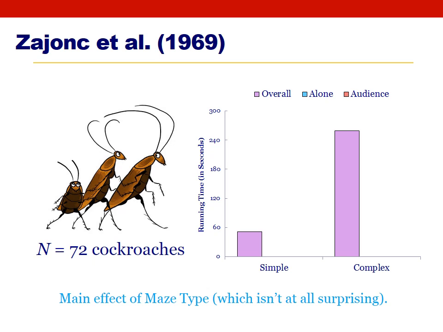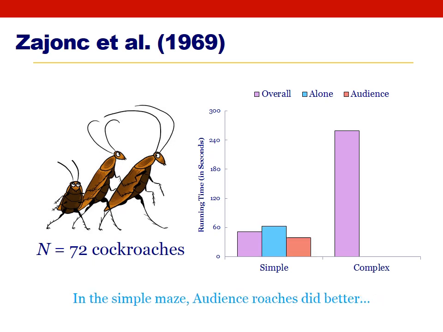Now let's look at the interaction. In the simple maze, since it's an easy task, if the theory is correct, we would expect that the presence of an audience would enable roaches to do better, meaning they would escape the maze faster. If we look just at the roaches that ran the simple maze, that's exactly what they found. Roaches who ran the simple maze got out faster if they had an audience compared to if they didn't.